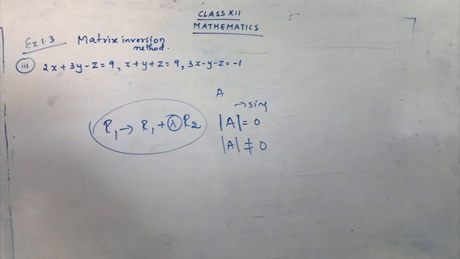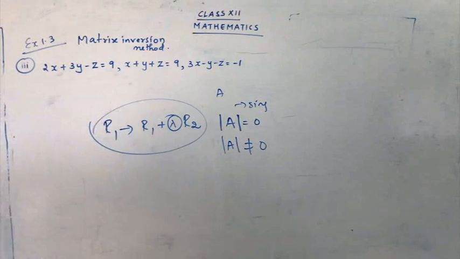question properly. 2x plus 3y minus z is equal to 9. x plus y plus z is equal to 9.